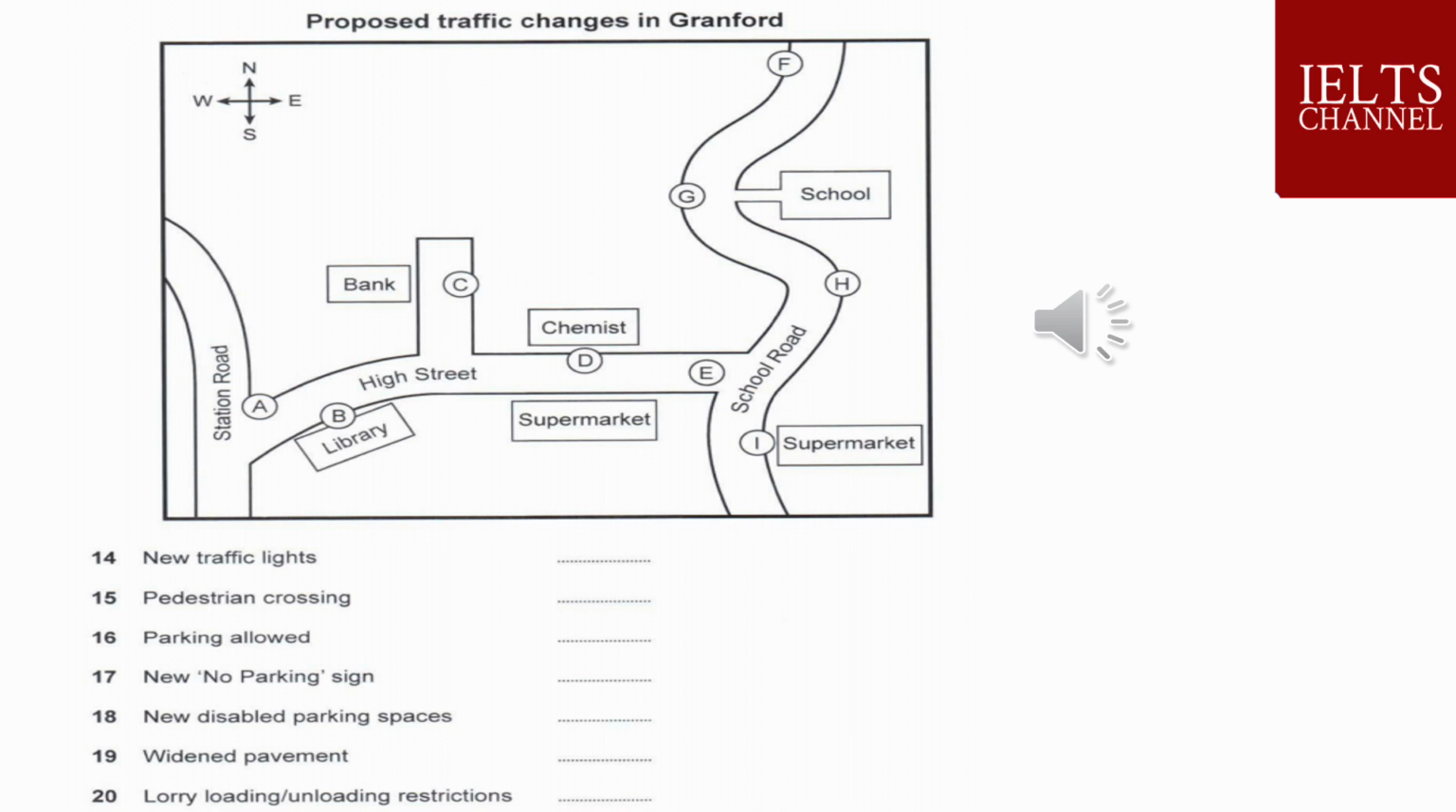We also plan to widen the pavement on School Road. We think we can manage to get an extra half metre on the bend just before you get to the school, on the same side of the road. Finally, we've introduced new restrictions on loading and unloading for the supermarket, so lorries will only be allowed to stop there before 8 a.m. That's the supermarket on School Road. We kept to the existing arrangements with the High Street supermarket. OK, so that's about it. That is the end of section 2. You now have half a minute to check your answers.